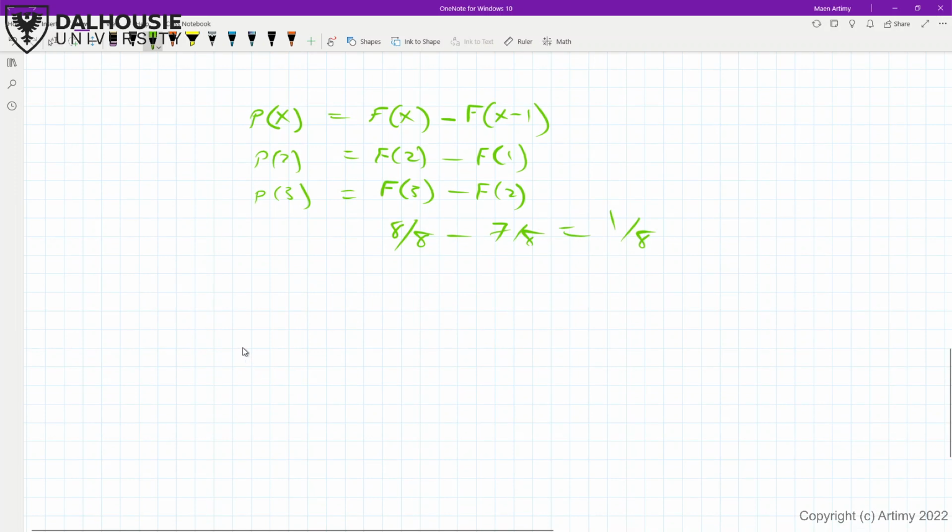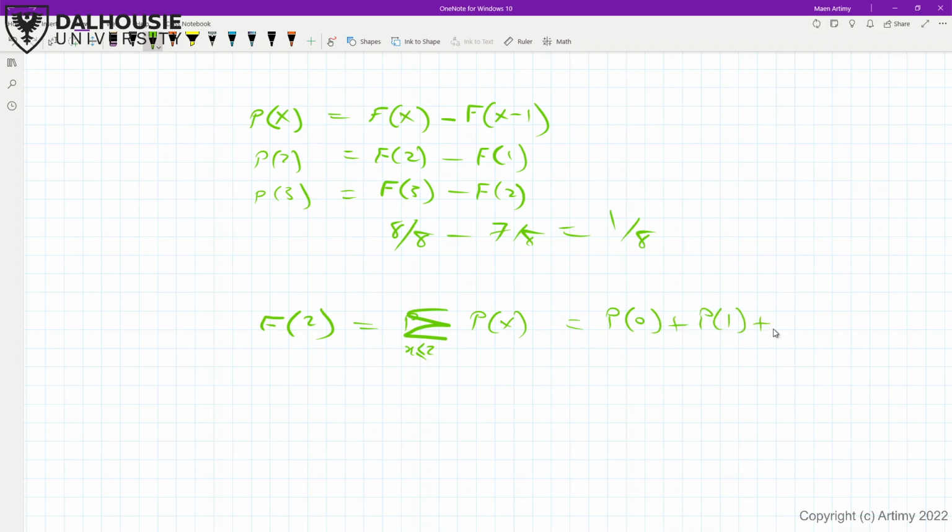If I'm trying to do the opposite, f2 means that it is the sum of all the probabilities up to 2, right? So this means that it's the probability of 0 plus probability of 1 plus probability of 2. Right. So let's move on to something different then.